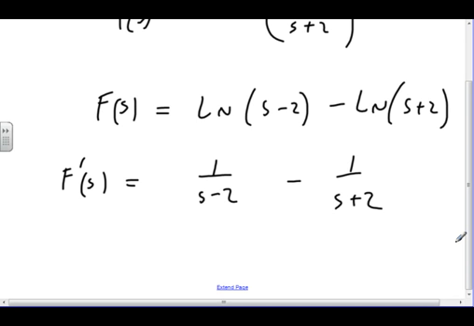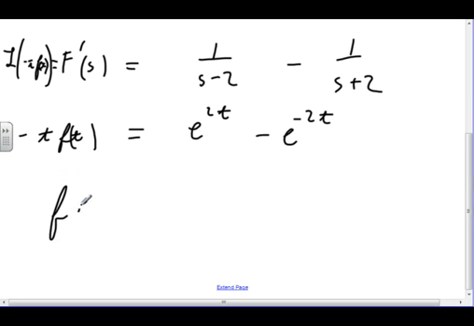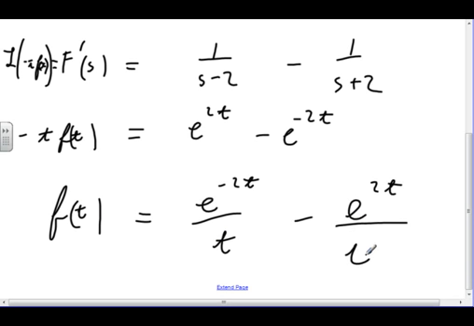From number 2, the Laplace transform of minus t f of t is equal to that, which is equal to this. So minus t f of t is going to be e to the 2t minus e to the minus 2t, and f of t is going to be e to the minus 2t over t minus e to the 2t over t.